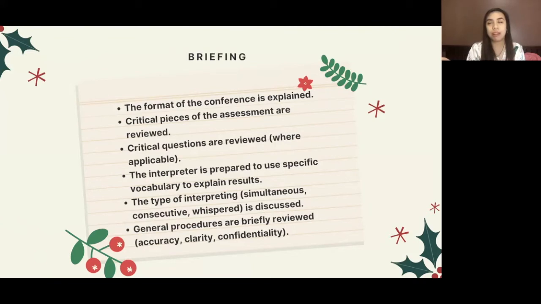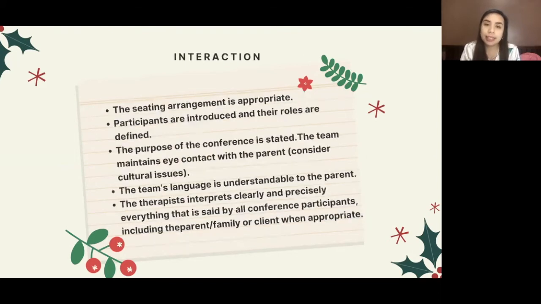So it can be, if there's a team, that you review the questions that you may tackle. The interpreter is prepared to use specific vocabulary to explain the results. Of course, you really have to adjust to the language of the patient's family or the patient itself. And the type of interpreting is discussed, and general procedures are briefly reviewed. Also, interaction wise, seating arrangement is appropriate. I'd make sure that the patient or the patient's family is in front of me. It's gonna be hard if they're parallel to me.